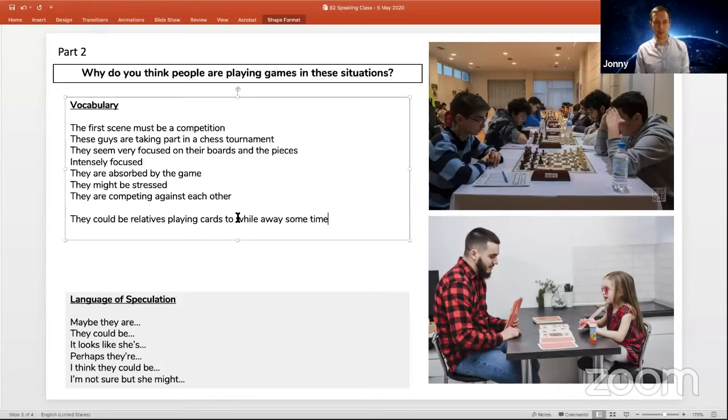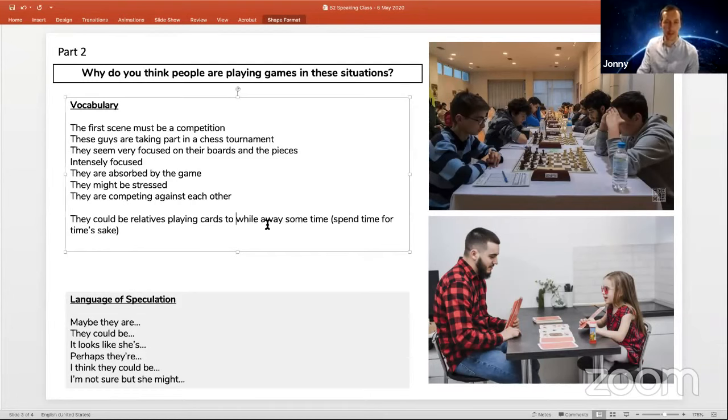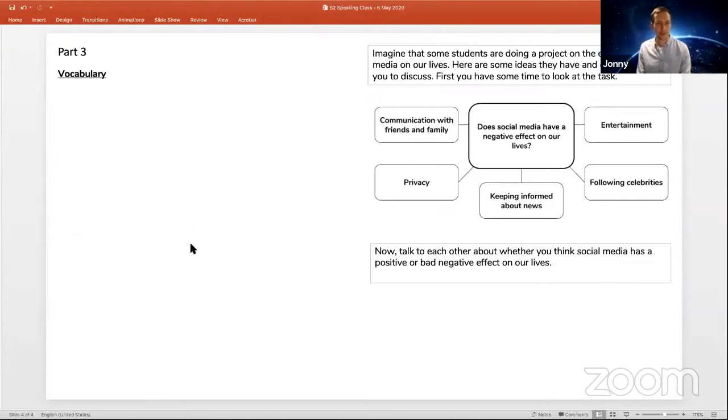Good, Robert. This while away some time means to spend time for time's sake. It means spending time just to spend time. There's no other reason. You're doing something just to spend the time, to use the time. There's not a lot of purpose or reason. Oh.